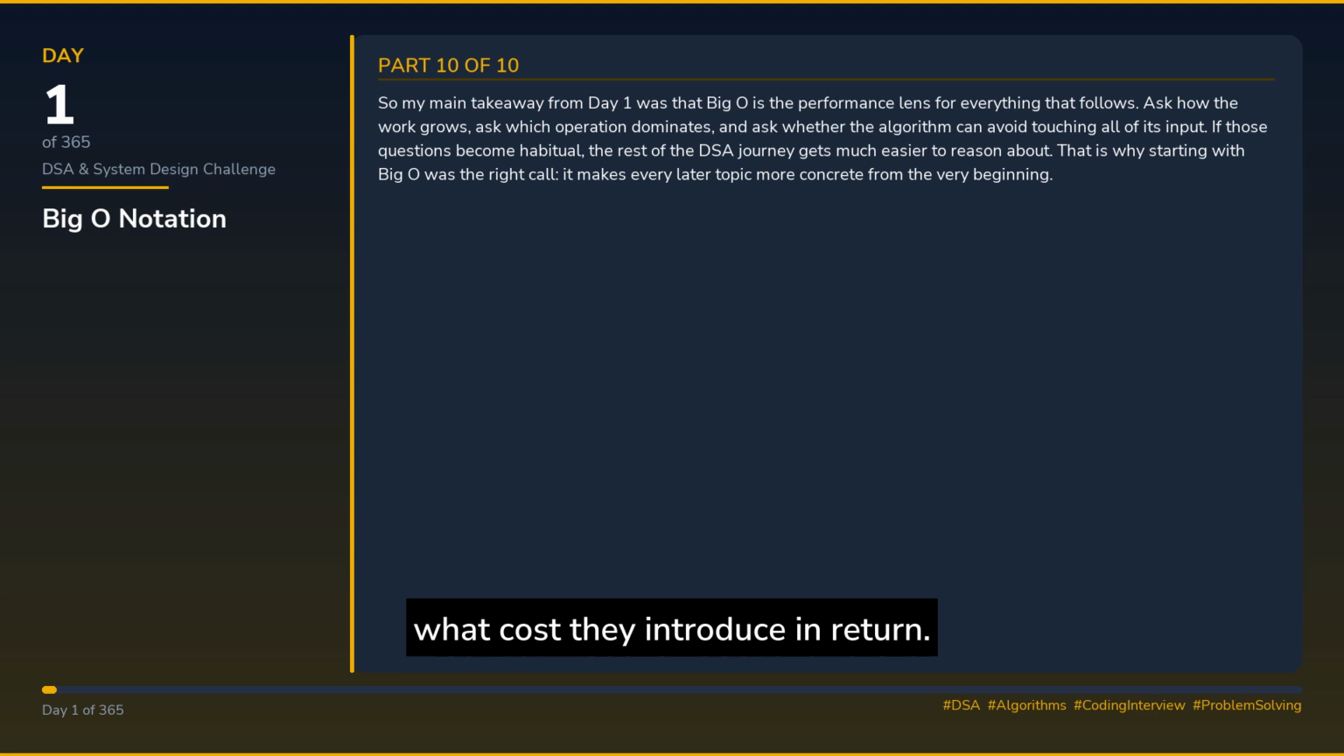So my main takeaway from day one was that Big O is the performance lens for everything that follows. Ask how the work grows, ask which operation dominates, and ask whether the algorithm can avoid touching all of its input. If those questions become habitual, the rest of the DSA journey gets much easier to reason about. That is why starting with Big O was the right call. It makes every later topic more concrete from the very beginning.